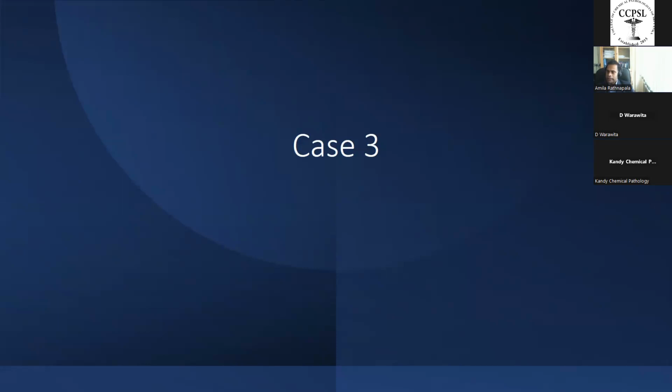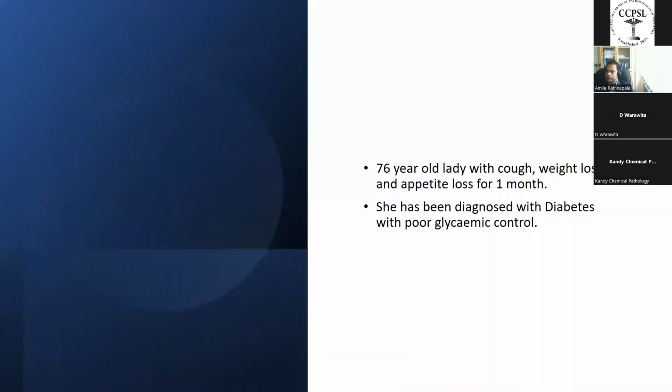So when you go to the next case, it is a 76-year-old lady with cough and weight loss and appetite loss for about 1 month duration. And she has been diagnosed with diabetes with poor glycemic control, and she's coming with cough, weight loss, and appetite loss for about 1 month duration.